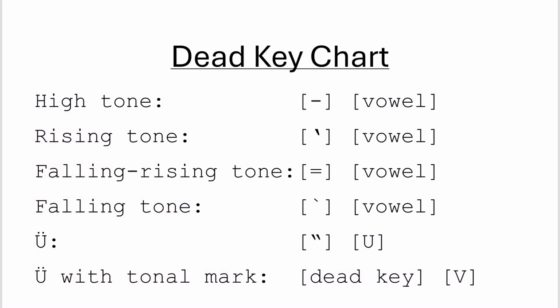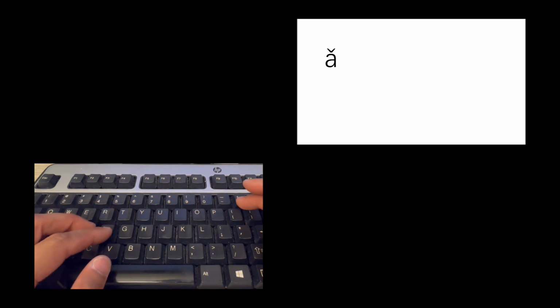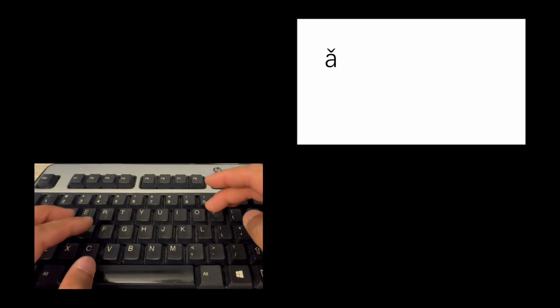These are the dead keys that correspond to the Pinyin tonal marks. To type a vowel with a tonal mark, press the correct dead key and then the key for the vowel. For example, to type a falling rising A, press the equal sign and then A. A falling rising E is equal sign E.